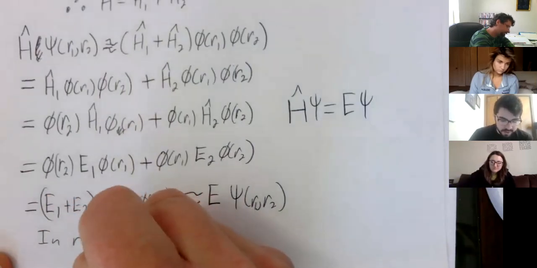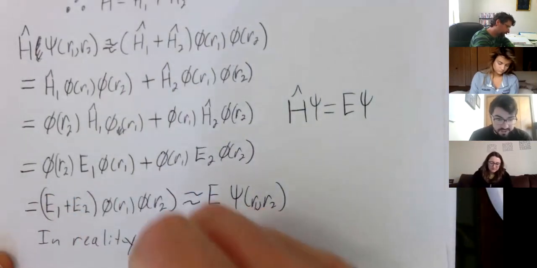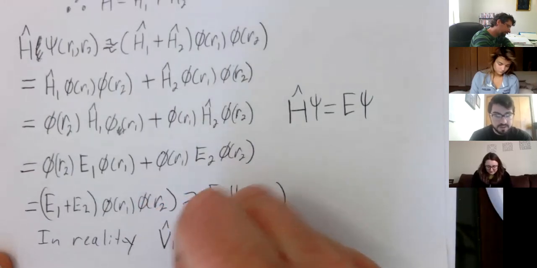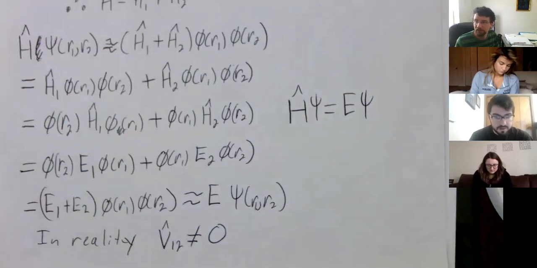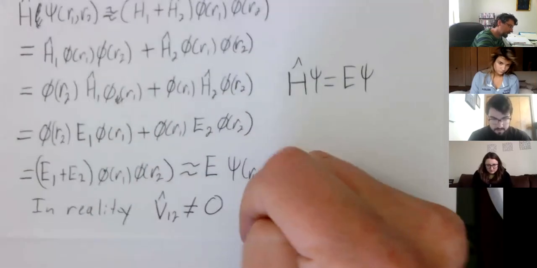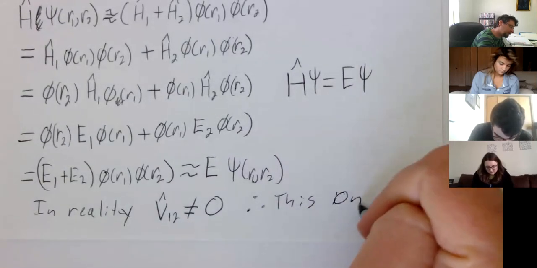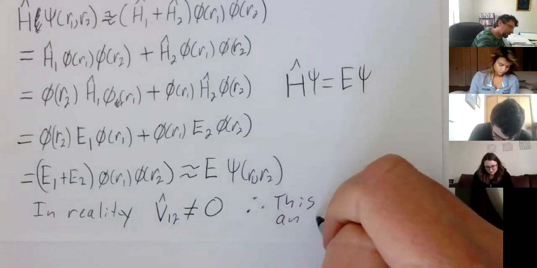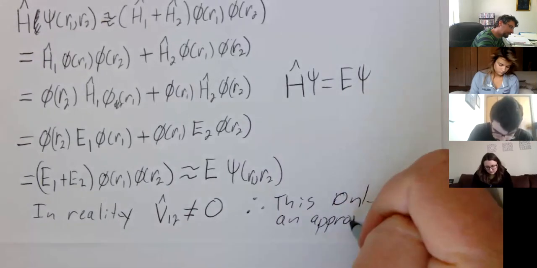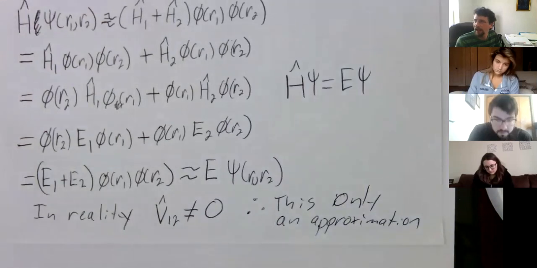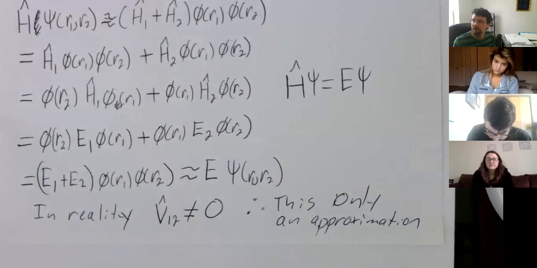Because we made an approximation that the potential energy is 0 between the two electrons, and that's not really the case. It's never the case. This is only an approximation. So like we've seen in lab where we use different approximations and get different answers, we have to do that to have something that is solvable.